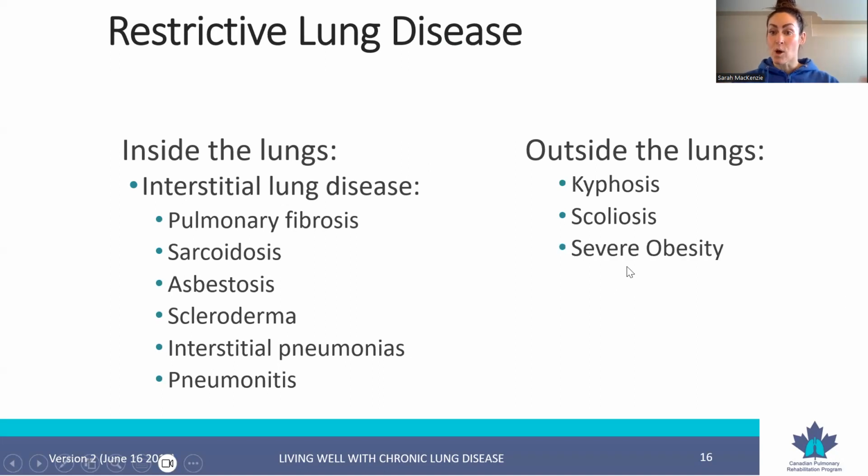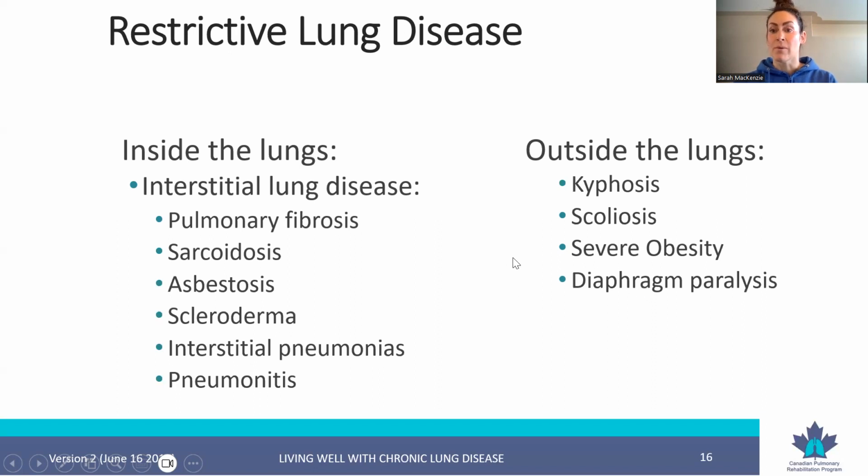Severe obesity. So a lot of extra tissue pushing in on the lungs makes it harder for your lungs to inflate. So people that are very, very obese, on chest x-ray, sometimes their lungs look smaller because their lungs can't inflate against the pressure of all that extra tissue.